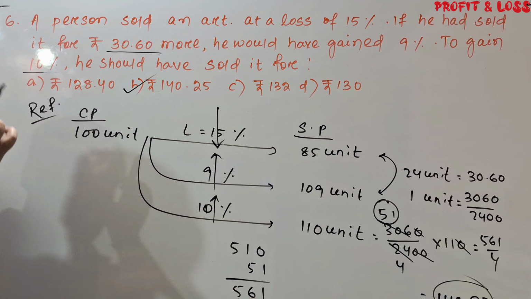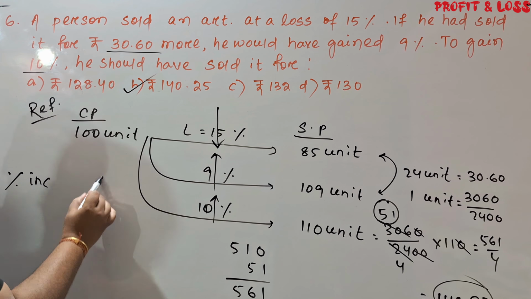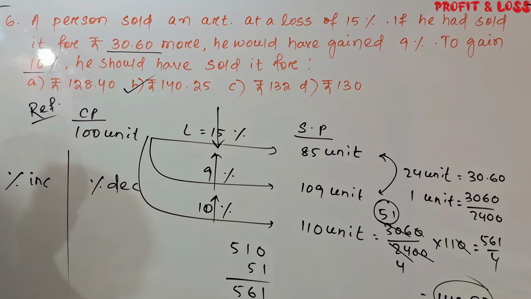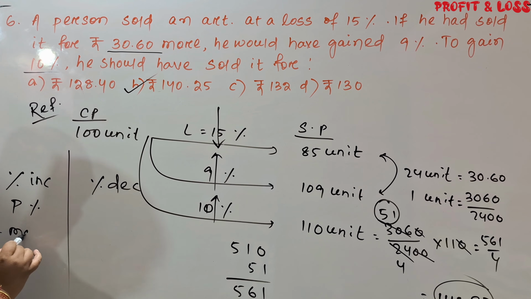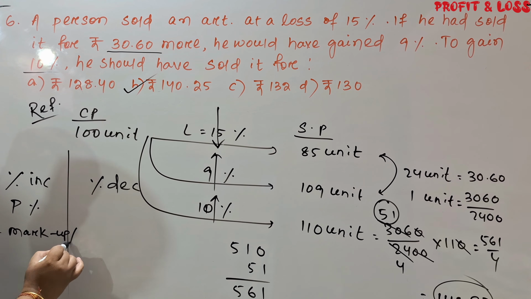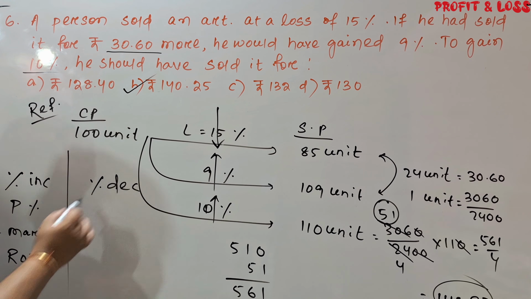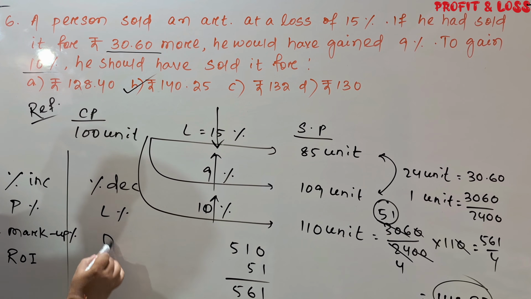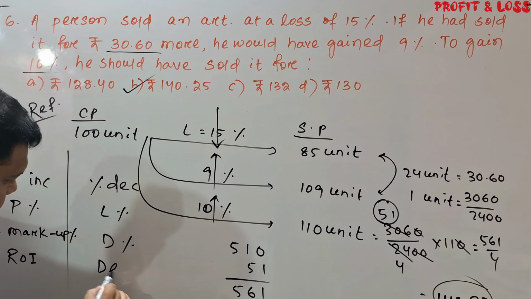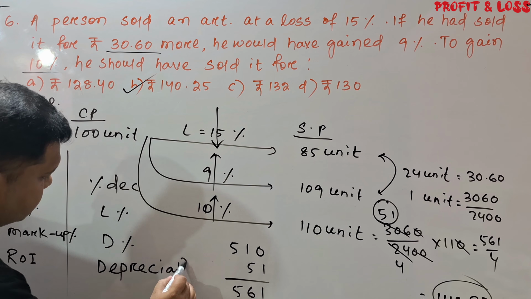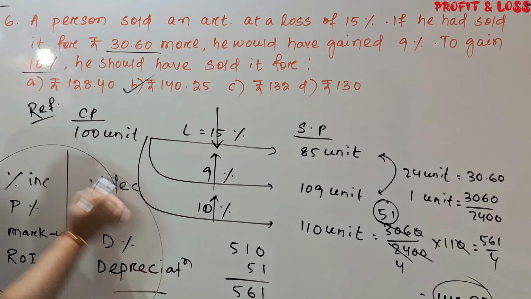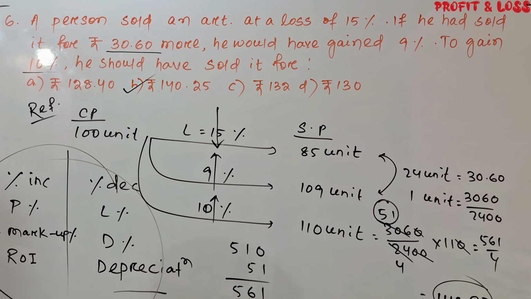So terminology is important: percentage increase, percentage decrease. What are the terminologies referred to as percentage increase? The profit percentage, then markup percentage, then you can say rate of interest. This also means interest by principal into 100. That also indicates percentage increase. Similarly, percentage decrease means loss percent, discount percent, depreciation. So this terminology indicates percentage decrease. Important. Okay. So write it down or take this screenshot here.